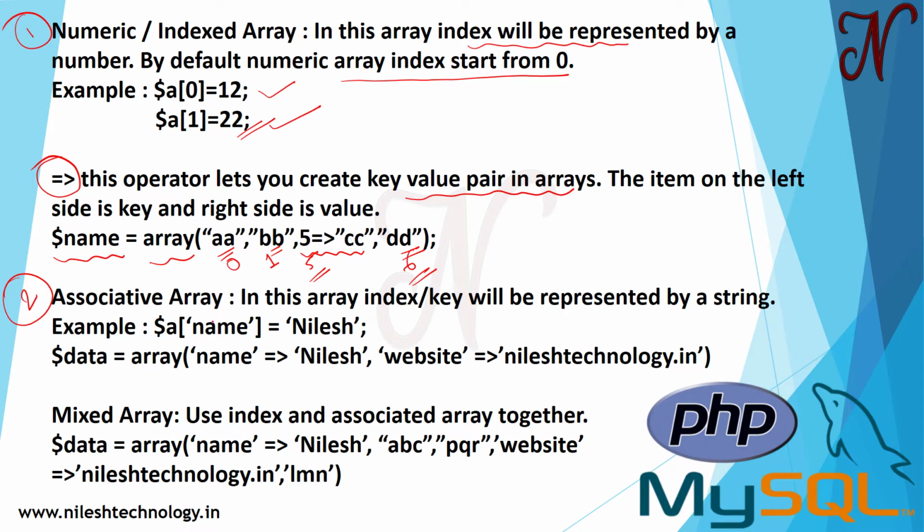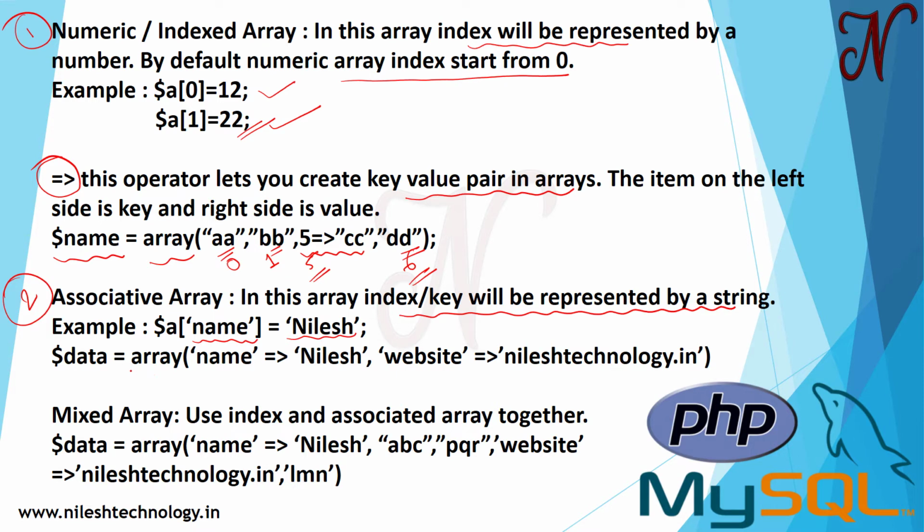Okay, then the second one is the associative array. So in this array the index or the key will be represented by a string. So that type of array is called an associative array. So see, this is one example. A, the key name is a string. So A of name is equal to Nilesh.